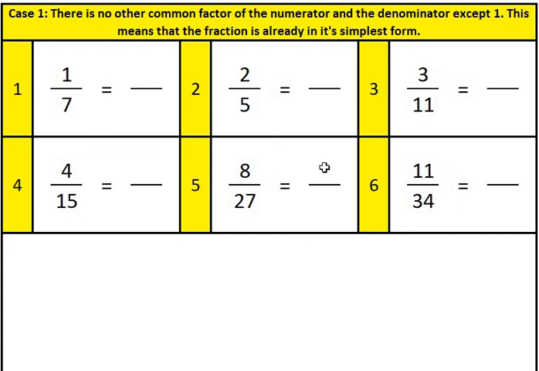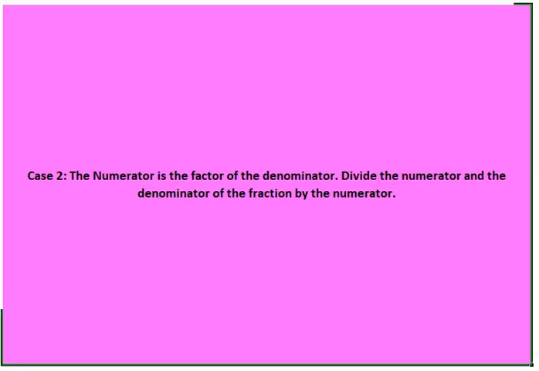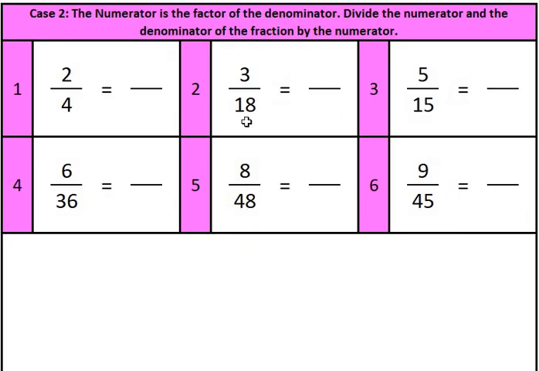Now case number two is like this. The numerator is a factor of the denominator. What we need to do is divide the numerator and the denominator of the fraction by the numerator. Since the numerator is the factor, we just use the numerator as the number to divide with. Let me show you examples.